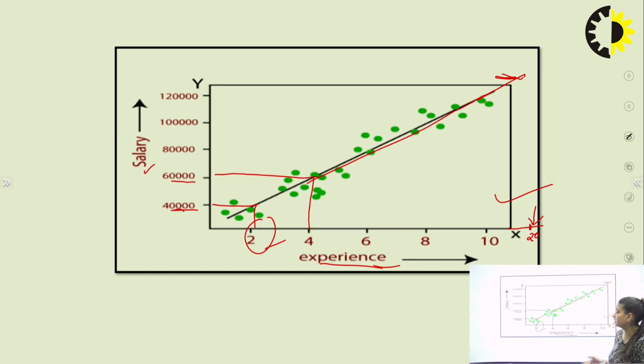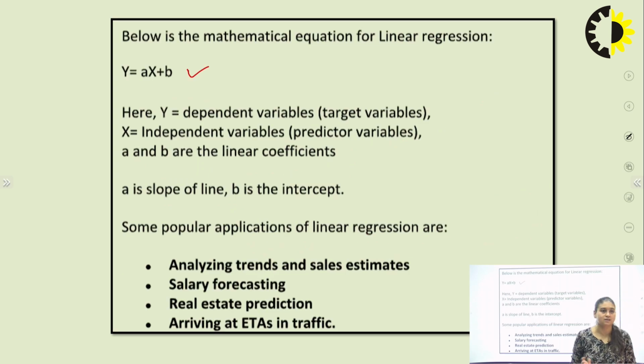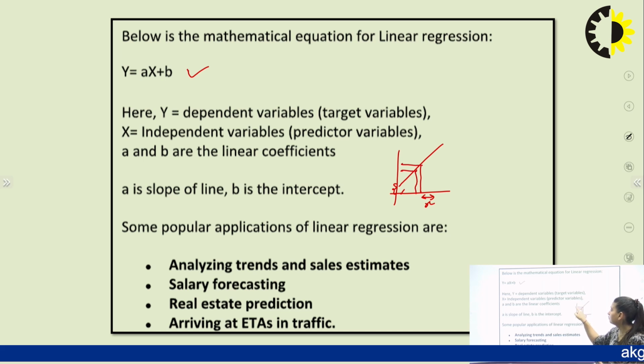In this figure we have experience as the independent variable, so x is the independent variable. a and b are the linear coefficients. a is the slope and b is the intercept. Intercept is like this, and slope is: if there is 1 unit change in x, then what would be the change in y? So this is the slope. So a represents the slope, and b represents the intercept.